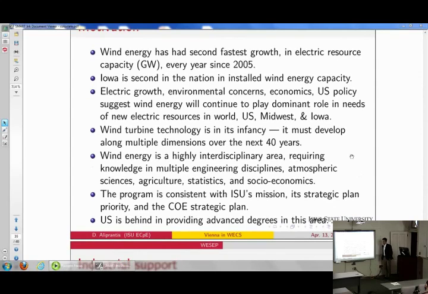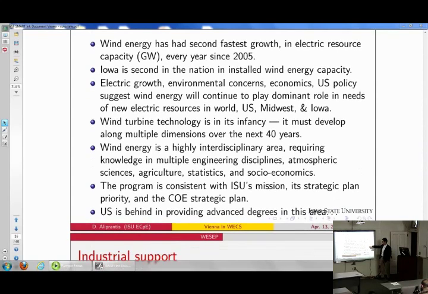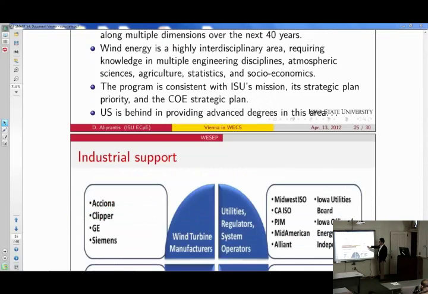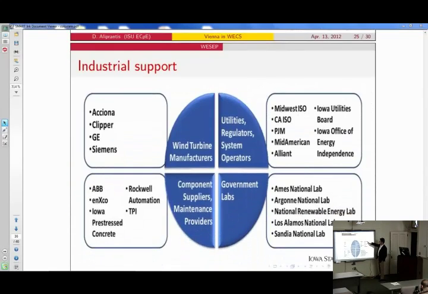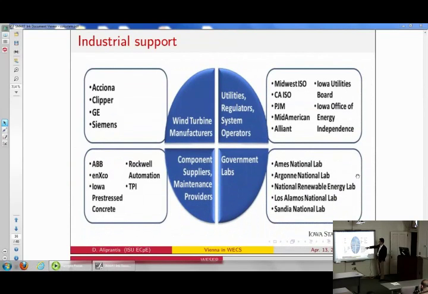So we believe, of course, that wind is highly interdisciplinary. That's why we have all these people collaborating. And it's consistent with our university mission as a land-grant university and our strategic plan. And there was a report by DOE that said, you know, we're behind in terms of how many advanced degrees we generate every year for wind compared to Europe. We're behind. And we got good industrial support from wind turbine manufacturers, from component suppliers, utilities, and also national labs. NREL is also involved in this. I don't know who in NREL personally, because I'm not the principal investigator here. But we have a lot of industrial support.